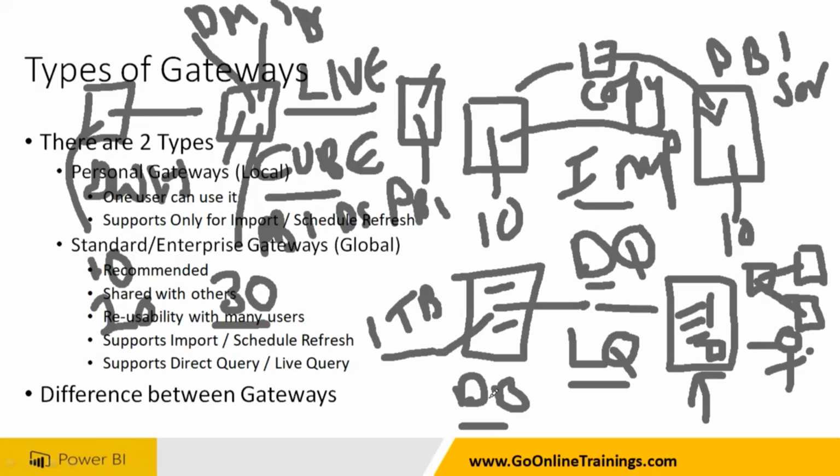Again, the database is available on my computer and I'm using direct query. So I would like to refresh the data. If you want to refresh the data, definitely I have to go for a data gateway. But especially for the cubes, when the live connection is there, the data gateway is not at all needed.